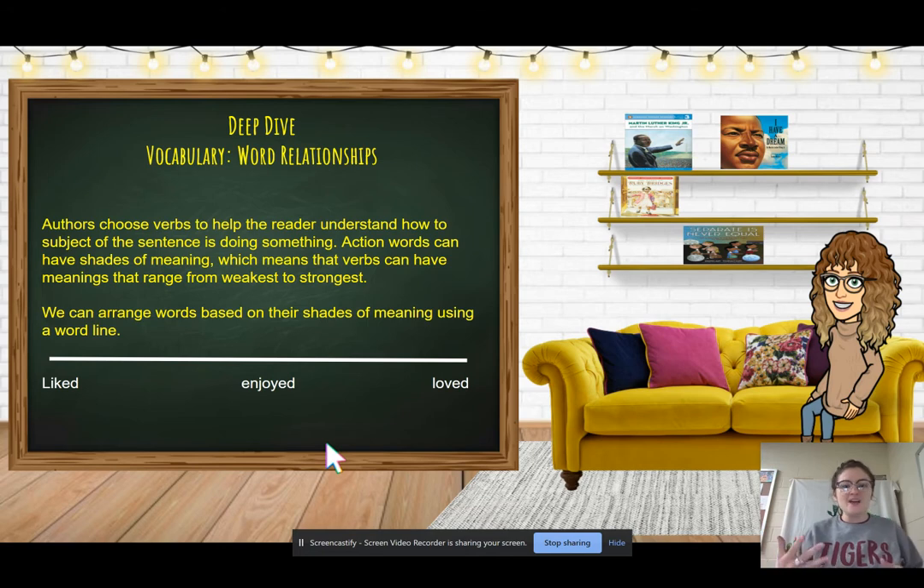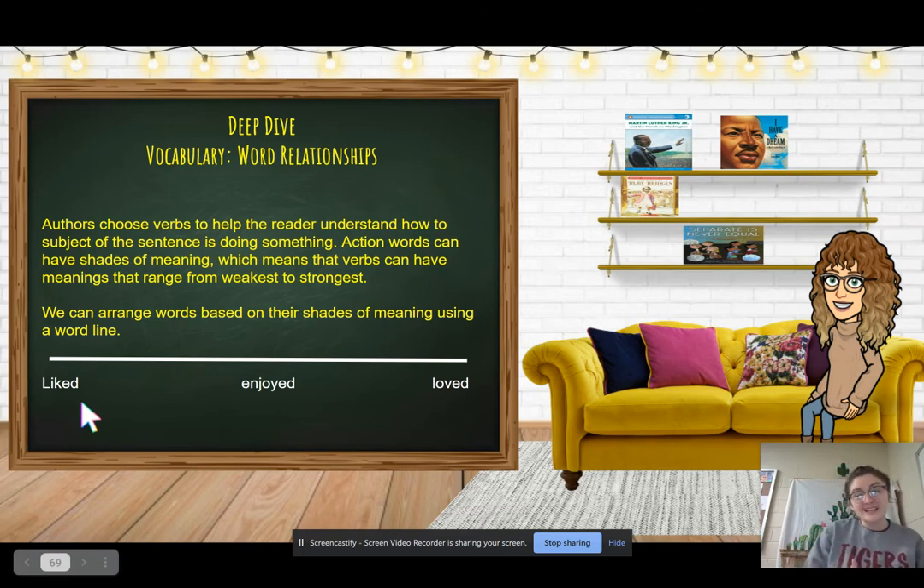So for example, let's say I'm talking about my cats, and I'm talking about how I feel about my cats. Which would be the weakest meaning? That I enjoyed my cats, that I loved my cats, or that I liked my cats? Liked. Liked would be the weakest meaning, right? So I like my cats, but that isn't a good way to describe how I feel. The next strongest word would be enjoy. I enjoy my cats, but the strongest would be loved. I love my cats.